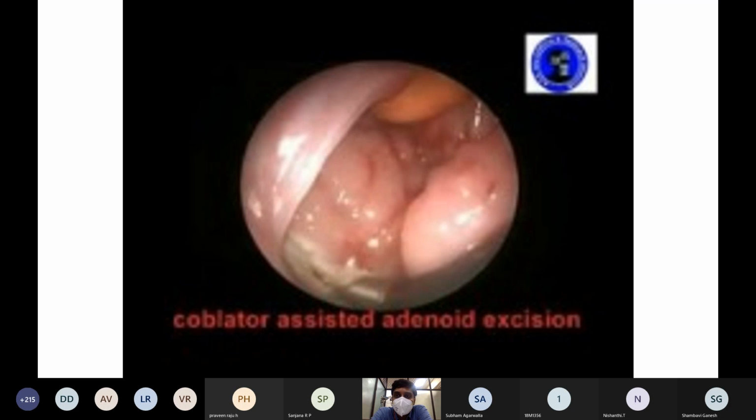Okay, so this is the investigation of choice in children. In adults or older children, you can also diagnose adenoid hypertrophy by doing diagnostic nasal endoscopy.